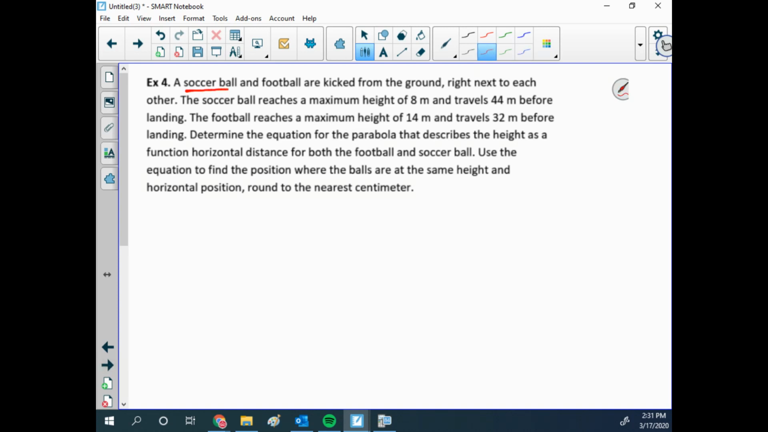So I have this soccer ball. It's going to start right here because they're both starting at the same position, which will be 0, 0 to make our lives easy. It's going to reach a maximum height of 8 meters. So this is going to come up to 8. And it travels all the way to 44 meters. And I should be able to take information from that and make an equation.